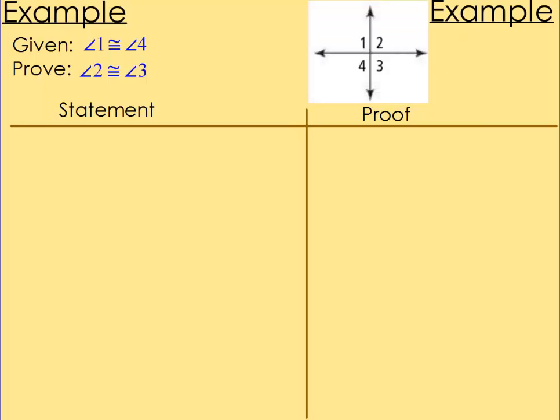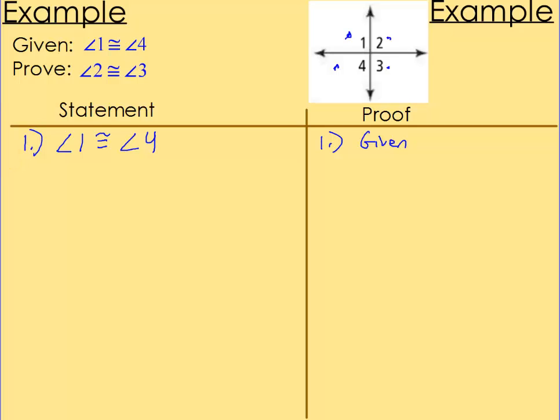Let's do this example though. Pause the video. Alright, let's begin. So we're given angle 1 is congruent to angle 4. We want to prove angle 2 is congruent to angle 3. So given these two, we want to prove these two are congruent. Okay, so let's start with statement 1. Angle 1 is congruent to angle 4. And this is, we are given. So that's a good start.